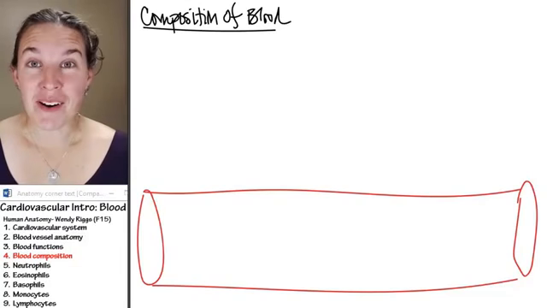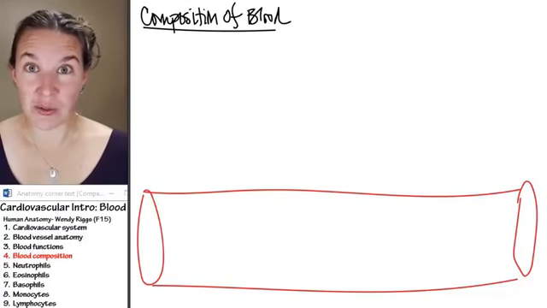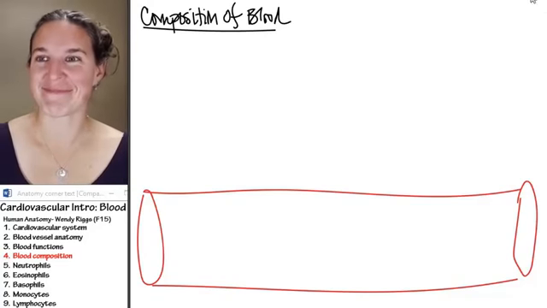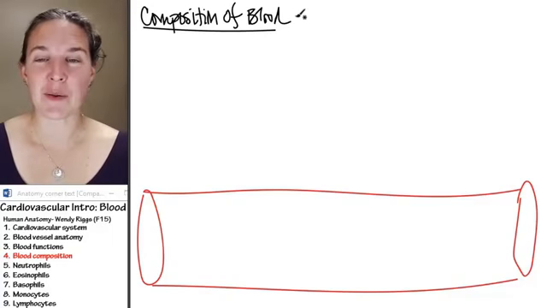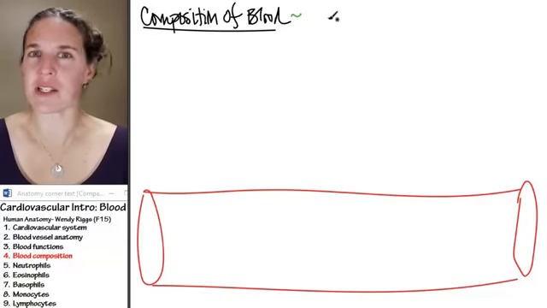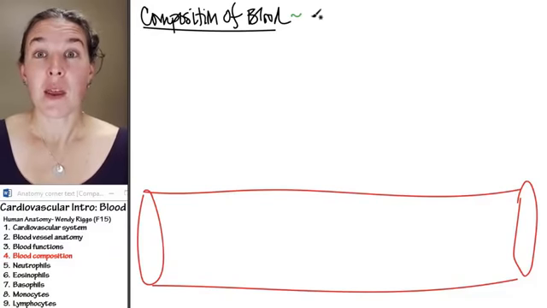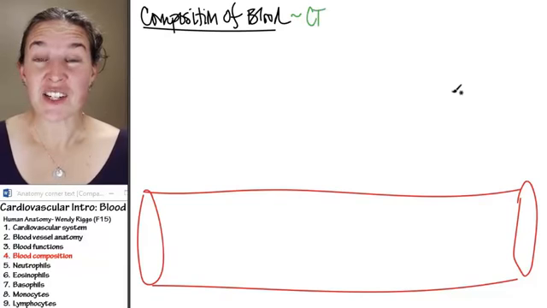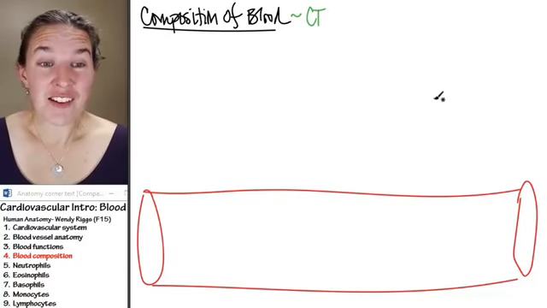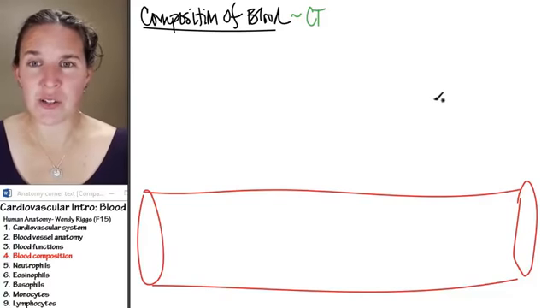Do you remember what kind of tissue blood is? This is a phenomenal final exam question. What kind of tissue is blood? Blood is a connective tissue. And hopefully you're like, boom, I know what connective tissues are.